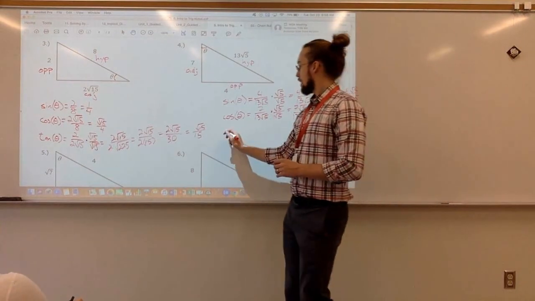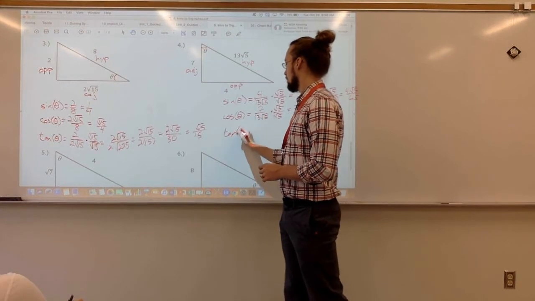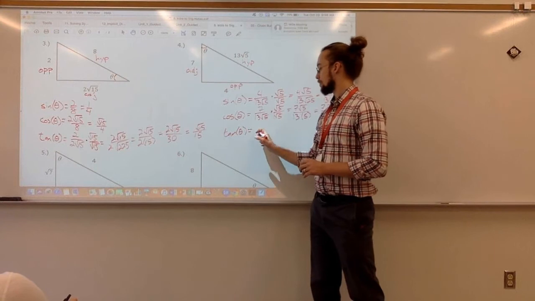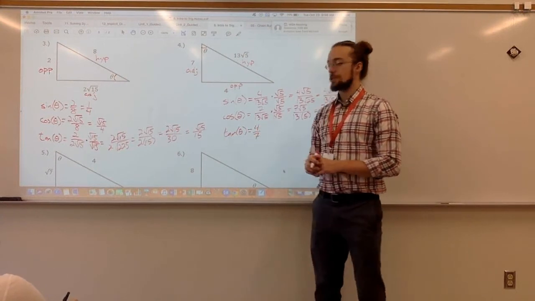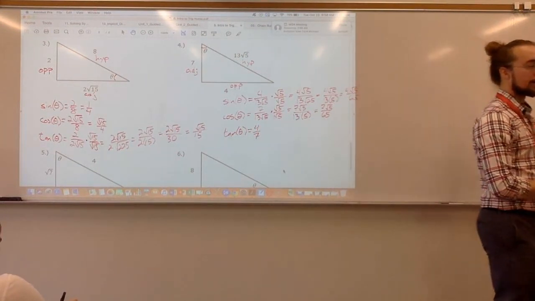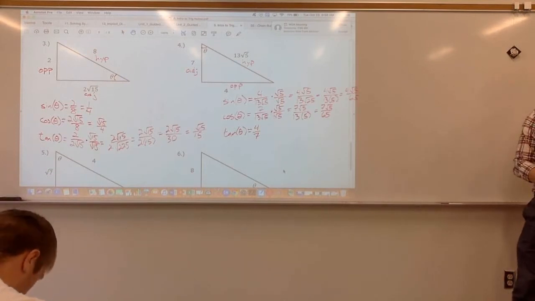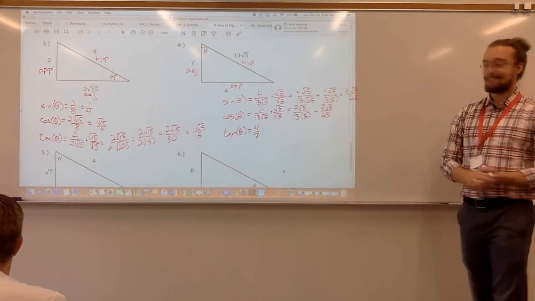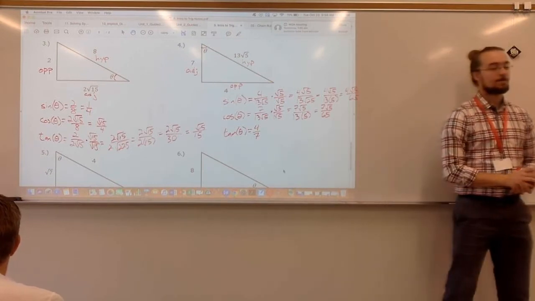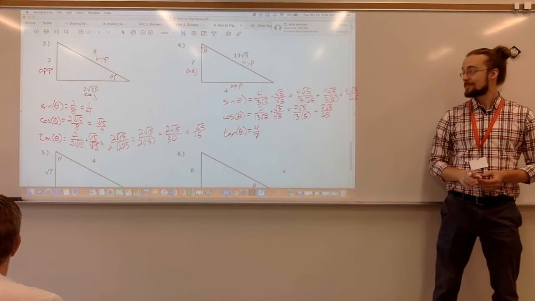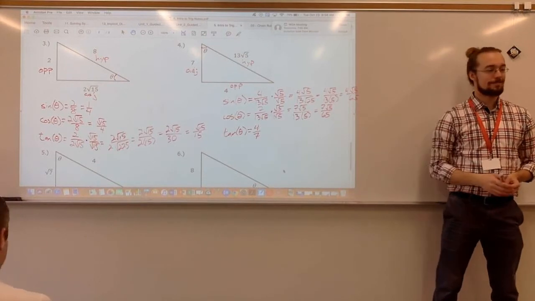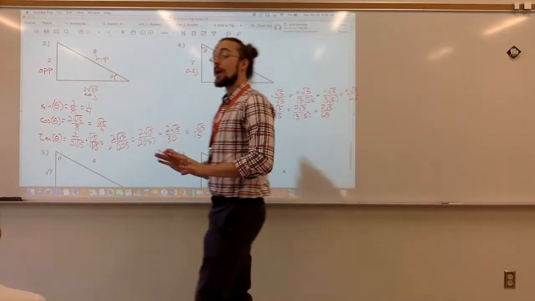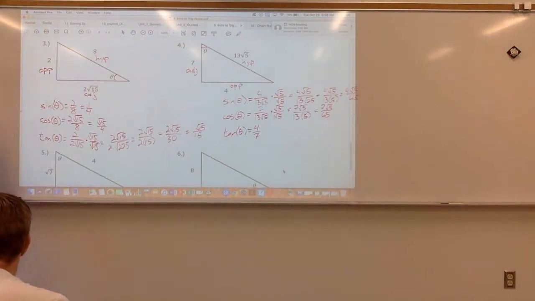Then my last one, tangent, ends up being a lot easier here. Tangent of theta is opposite over adjacent, 4 over 7, and we're done. There's nothing I can do to simplify that. Any questions so far?